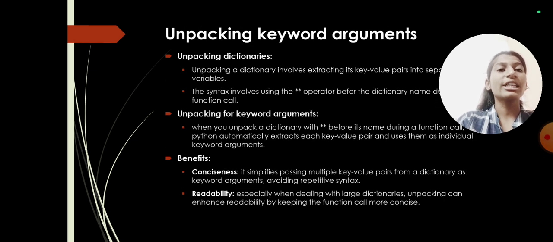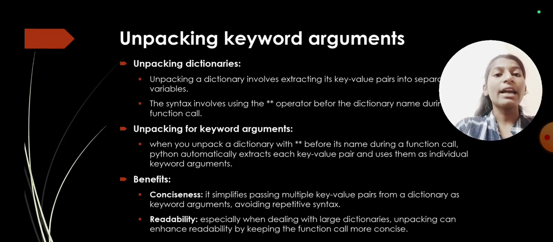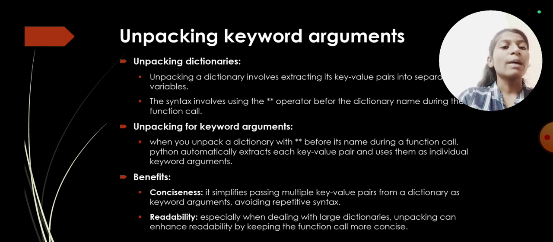Next, unpacking keyword arguments. Unpacking dictionaries involves extracting its key-value pairs into separate variables. The syntax involves using the double star operator before the dictionary name during the function call. Unpacking for keyword arguments is when you unpack a dictionary with double star before its name during a function call. Python automatically extracts each key-value pair and uses them as individual keyword arguments.